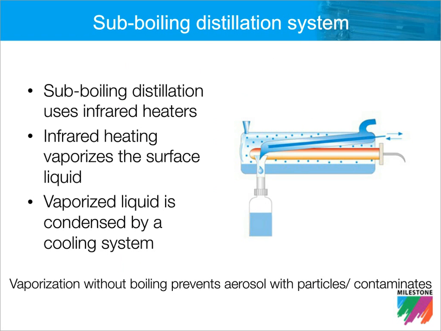Now, a sub-boiling distillation system has a number of components to it. One, again, you have a large reservoir of acid, and this reservoir of acid is heated via infrared elements. The purified vapors are given off, and there's a cold finger that runs down the middle of the distillation unit. This cold finger condenses these purified vapors and is collected in a Teflon bottle.